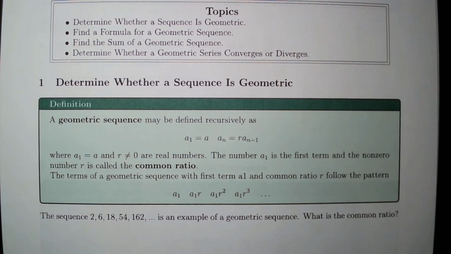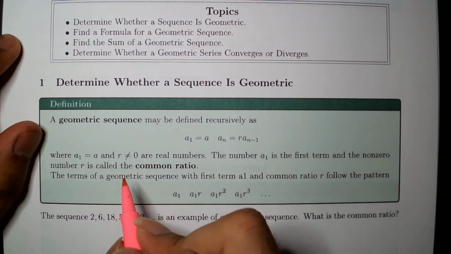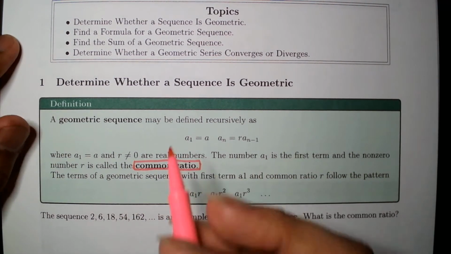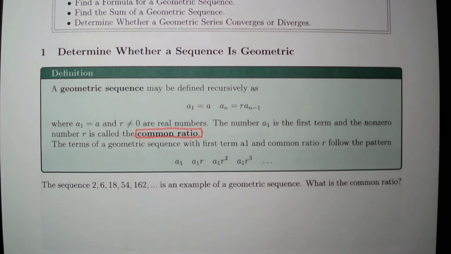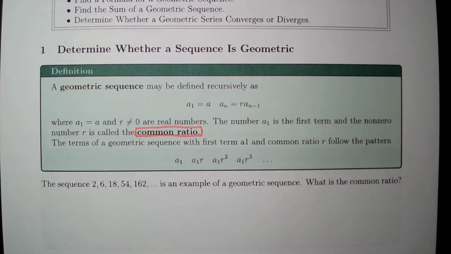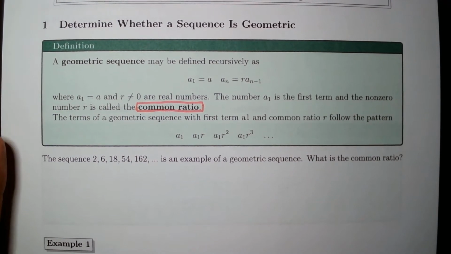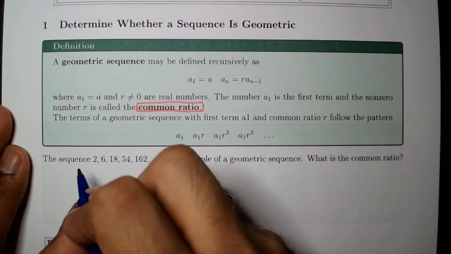Now, how are we going to identify a geometric sequence? In this case, we're not looking for a common difference, but rather we're looking for a common ratio. That is, we're going to divide the subsequent term of a sequence by the previous term. As an example, a sequence like 2, 6, 18, 54, 162 is a geometric sequence. But what's the common ratio?